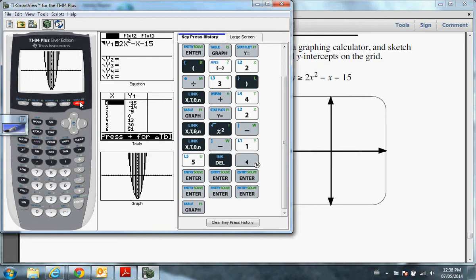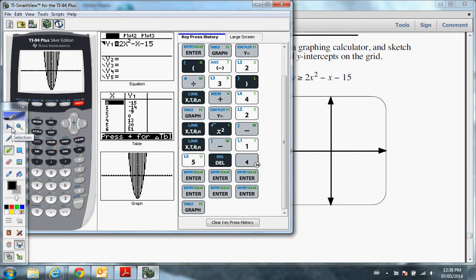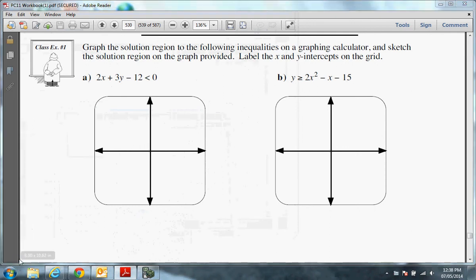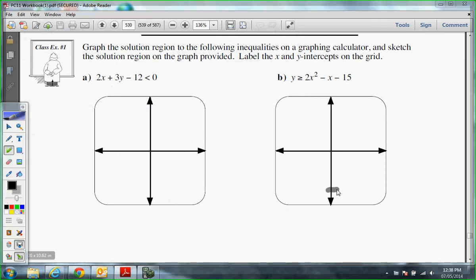Okay. All right. So we'll say this is negative 15 down here. And we want to shade inside here.